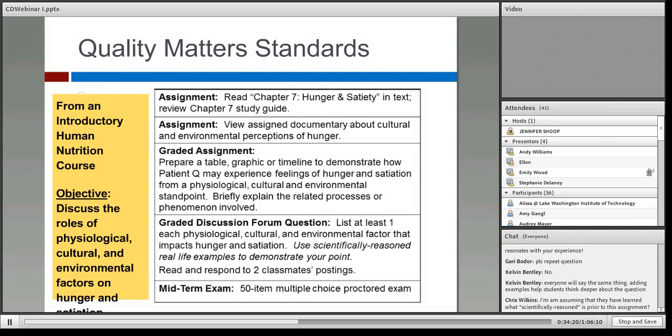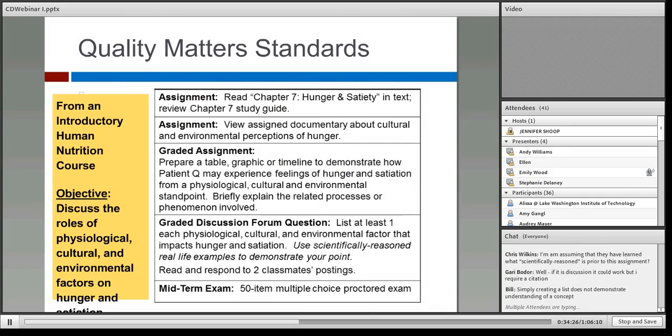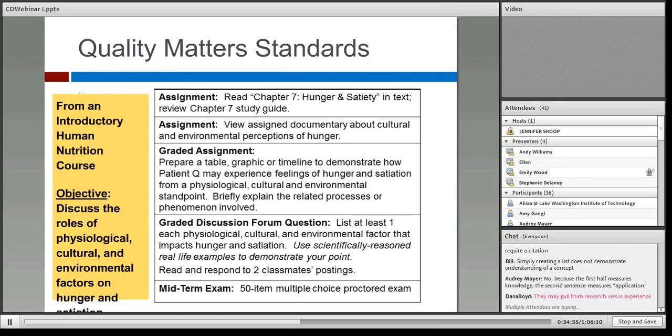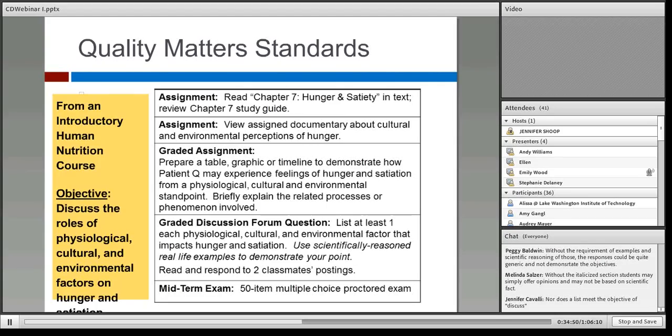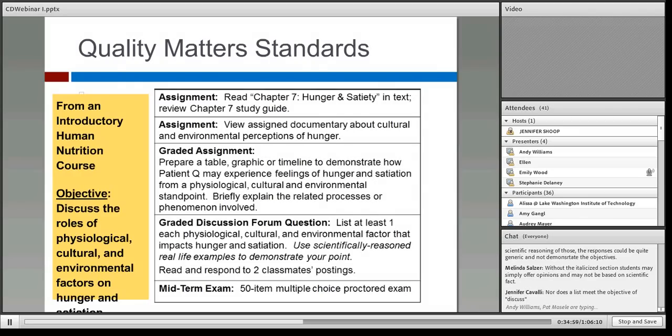Everyone will say the same thing. Chris says, I'm assuming they have learned what scientifically reasoned is prior to this assignment. Yes, yes. Simply creating a list does not demonstrate understanding of a concept. Oh, great. I love that wording, Audrey. No, because the first half measures knowledge, the second sentence measures application. That's absolutely right. So if we want them to discuss something, simply listing will not be enough. We want them to see how they are relating it to scientifically reasoned real-life examples. And that's why the graded assignment is important too, because it also gets them to apply. Nor does a list meet the objective of discuss.